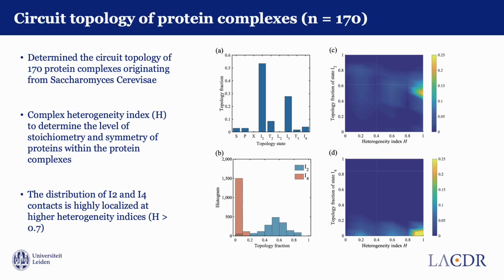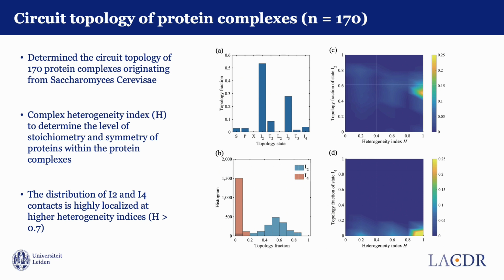We also developed an algorithm to determine the circuit topology of protein complexes and condensates. For this aim, we used the most comprehensive database containing stoichiometric and functional information about protein complexes, named the Complex Portal. From the Complex Portal, we received 117 protein complexes containing over 1200 proteins, and these were then used to obtain the stoichiometric information and to calculate the complex heterogeneity index.